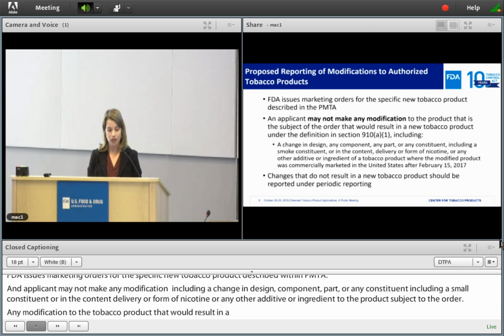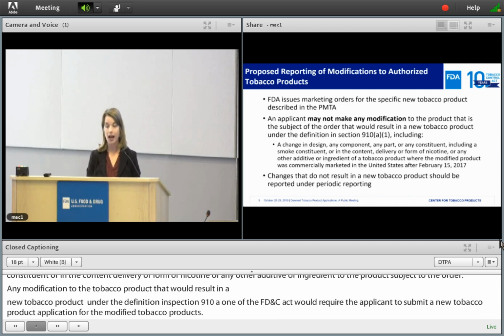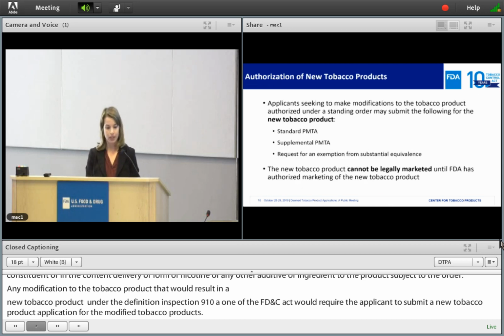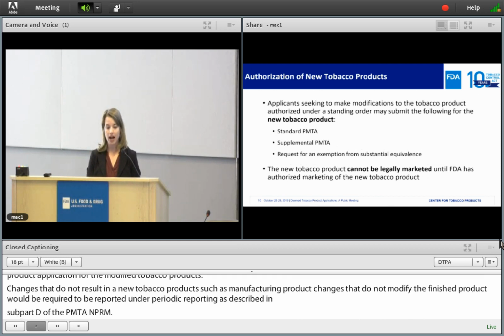Changes that do not result in a new tobacco product, such as manufacturing product changes that do not modify the finished product, would be required to be reported under periodic reporting as described in Subpart D of the PMTA and PRM. FDA may notify an applicant that FDA has determined that a change described in a periodic report results in a new tobacco product outside the scope of the marketing order, requiring the submission of a new tobacco product application and issuance of a new marketing order if the applicant seeks to market the new tobacco product, unless that tobacco product can be legally marketed through a different pre-market pathway.